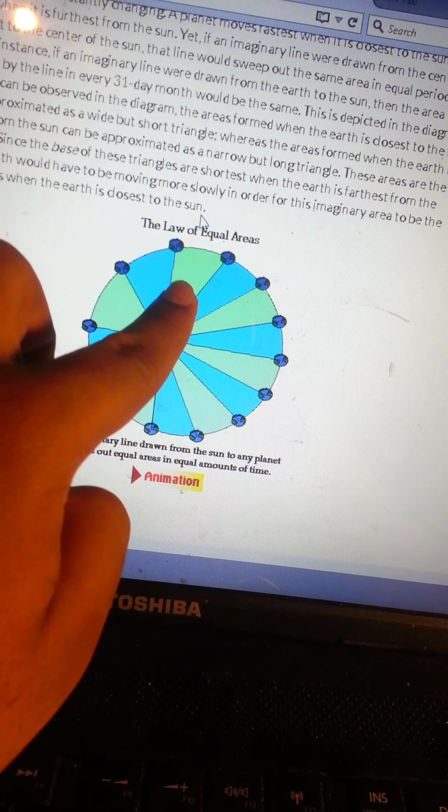Okay, so suppose this is the sun, right? Here it's again at the focus. So this is the sun and this is the planet. If you draw an imaginary line to the planet, and each time it rotates after 1 month, this area would be equal to this area, which would be equal to this area, which will be equal to this area.